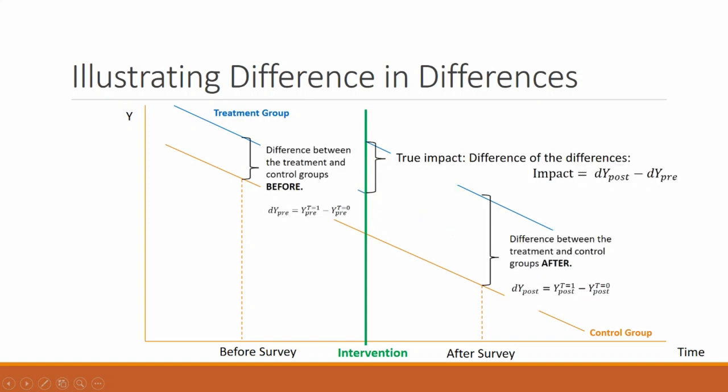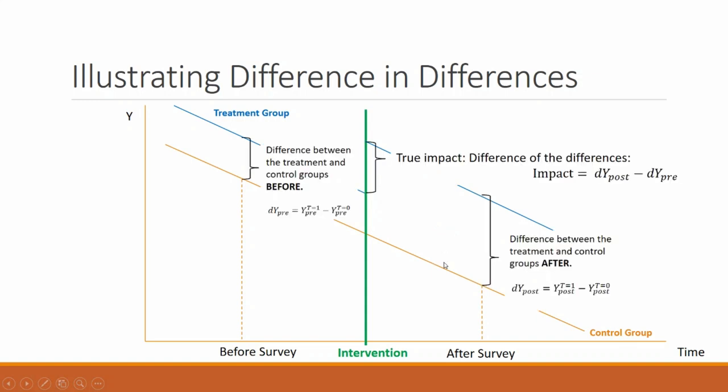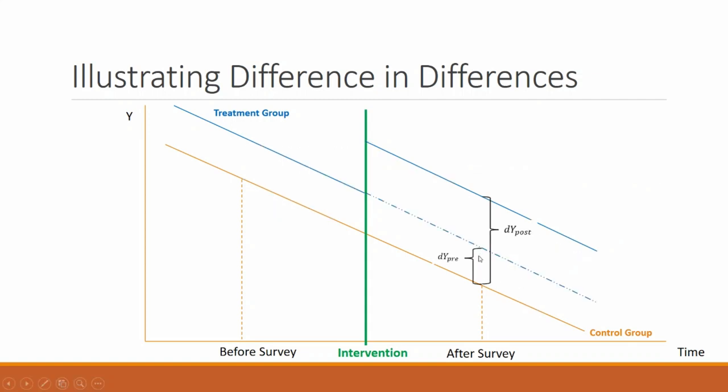So then how does difference in differences work? How do we get this true impact by taking the difference between these two differences? Let's take a look. Now, this difference here, the difference between the treatment group and the control group after the intervention, is called DY post. So here's the after difference, the post difference. And then we'll recognize here that because of the parallel trend, this is the difference between the treatment group and the control group before the intervention, DY pre.